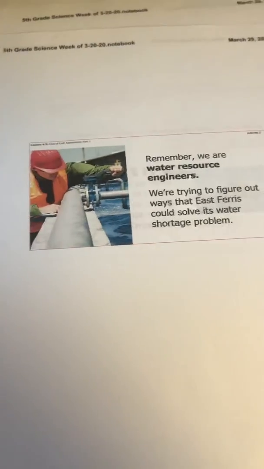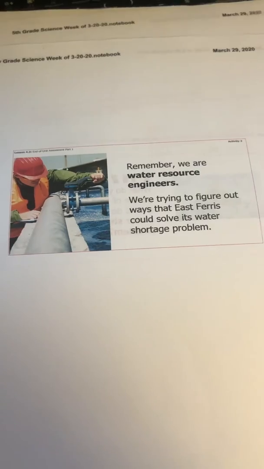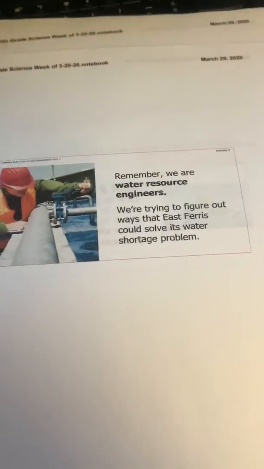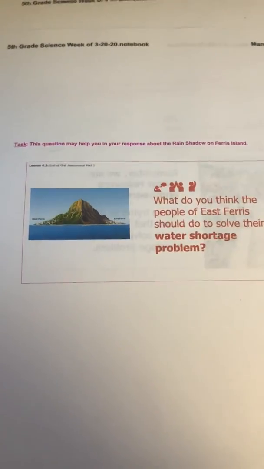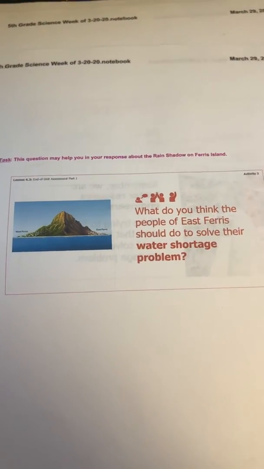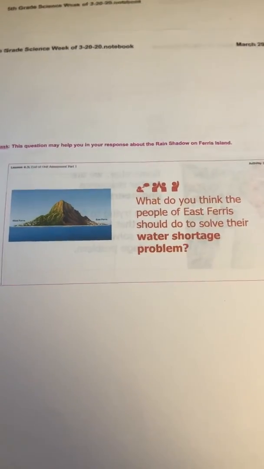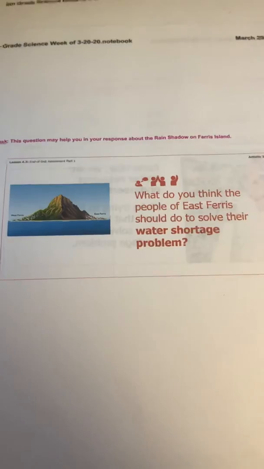Okay, and then see. Remember, we are water resource engineers. We're trying to figure out ways that East Ferris could solve its water shortage problem. Okay, so in essence, this is a question that may help you in your response. Okay, about the rain shadow on Ferris Island. What do you think the people of East Ferris should do to solve their water shortage problem?